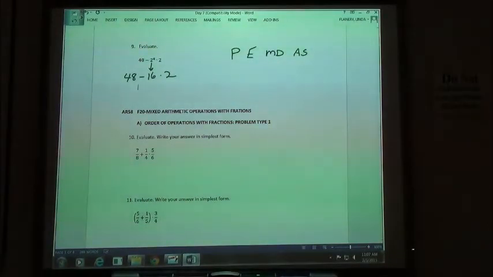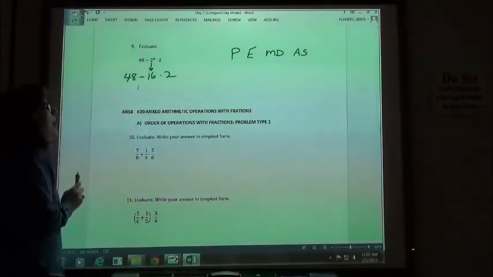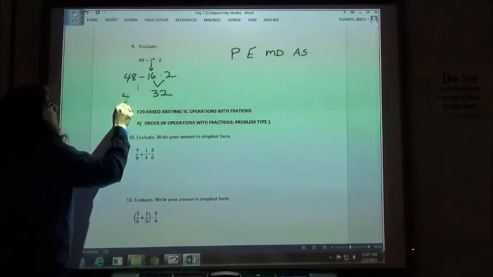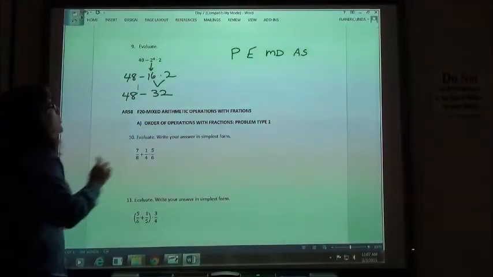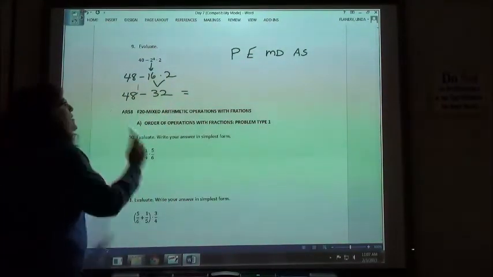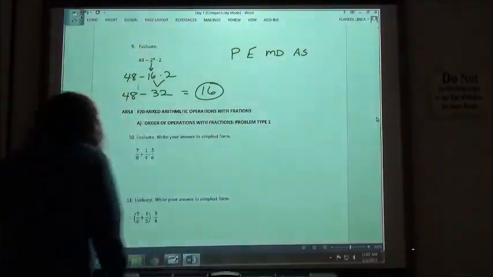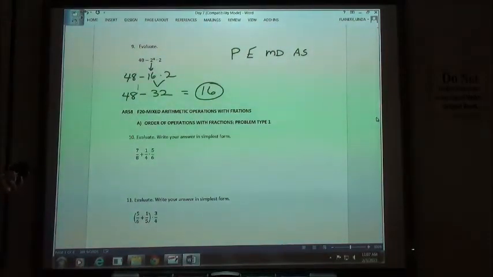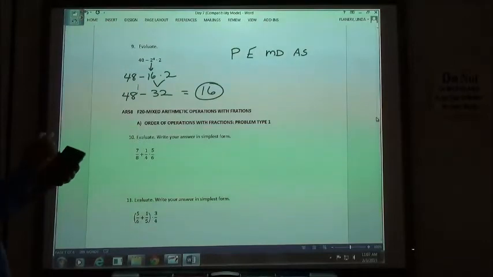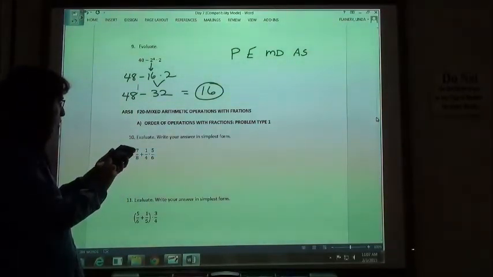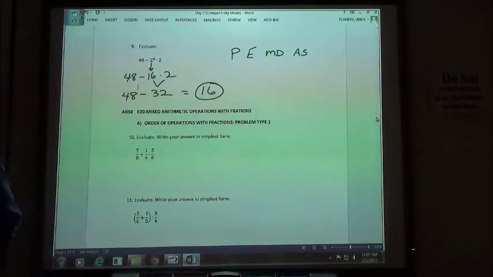Following my order of operations, I have to do the 16 times 2 because I have to multiply before I add and subtract. So 16 times 2 is 32. I now have 48 minus 32. 48 minus 32 gives me 16. Again, if I check that with my calculator, 48 minus 2 caret 4, 2 to the 4th power, 2 caret 4 times 2. And I get 16.